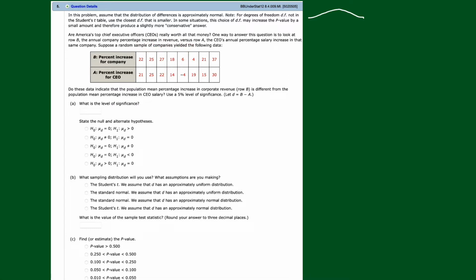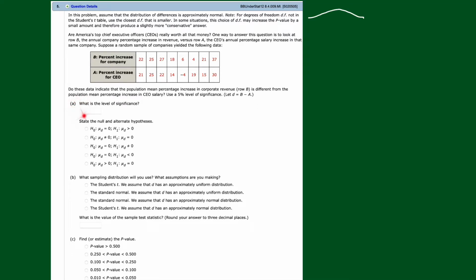Now, do these data indicate that the population mean percentage increase in corporate revenue is different from the population increase in the CEO salary? That means here's the increase in the salary. Is there a significant increase in the company's increase?